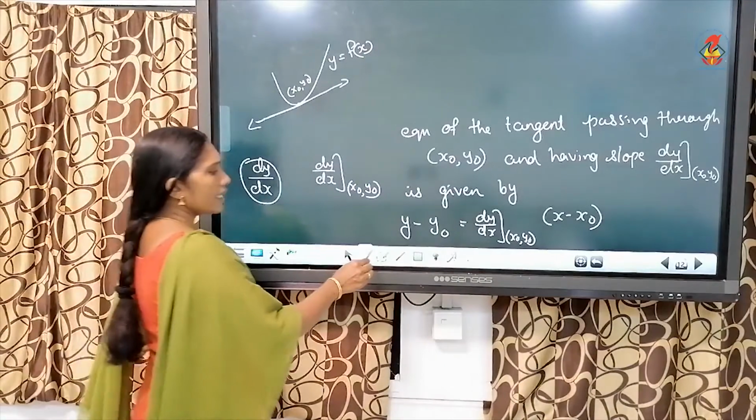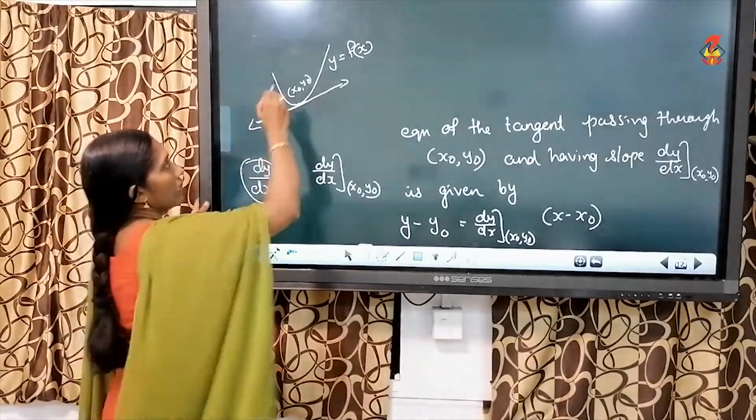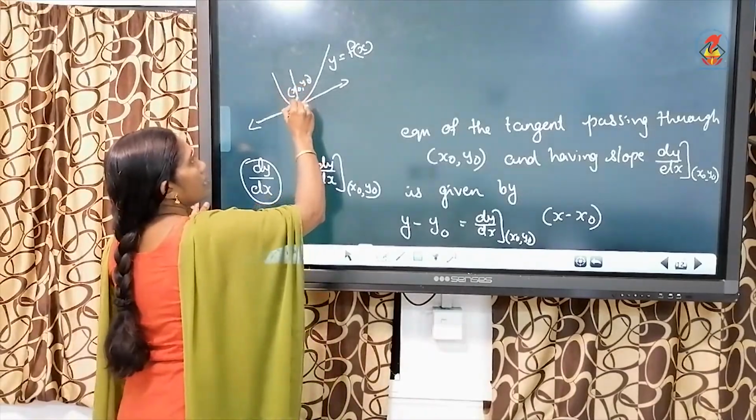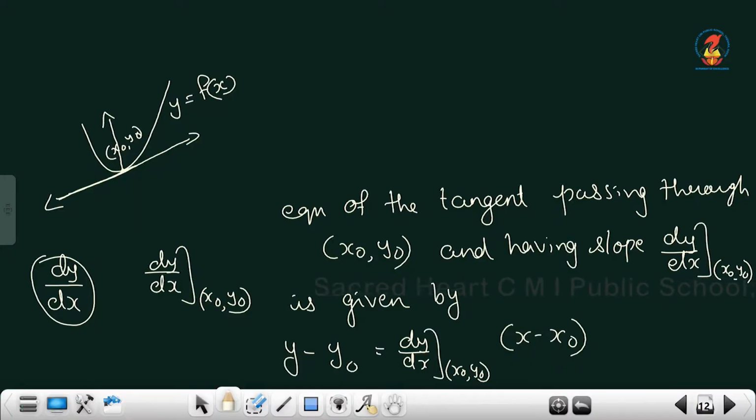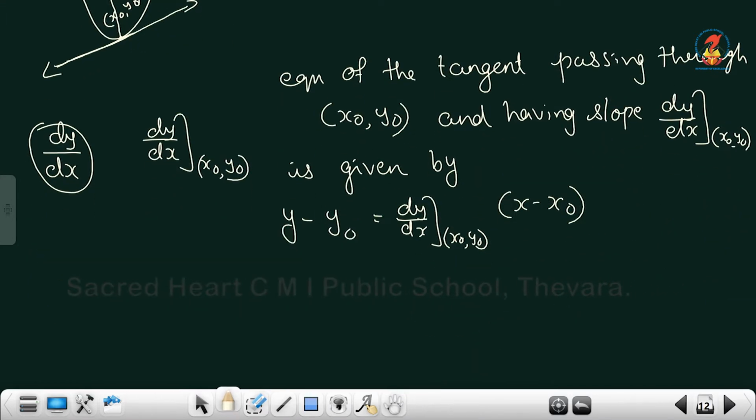Then tangent and normal. Normal means it's a perpendicular line. Let this be the normal. Normal and tangent are always perpendicular. So, dy by dx at x0, y0 is the slope of the tangent. So, how do we write the slope of the normal?